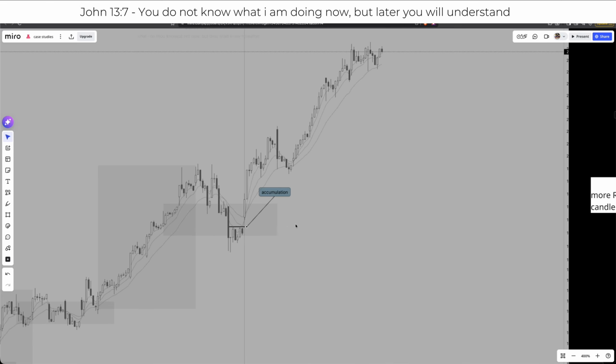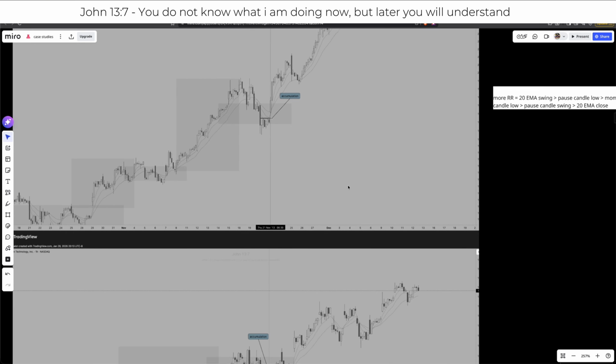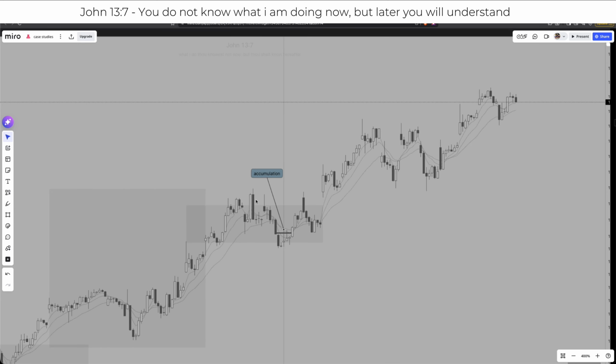Okay. Let me just finish this. So we have nice movement, nice flush holding on the EMAs. Boom. You have the nice pause right here. Pause. 20 EMA. Pause, 20 week on break even. Momentum candles. There's no momentum candles until here. So boom. Boom. Right here. Boom.